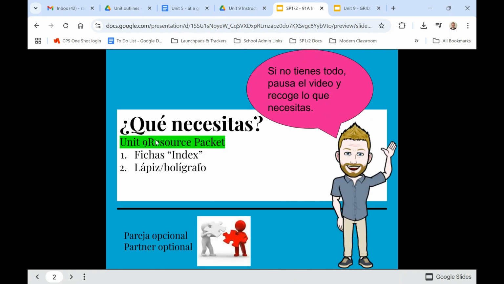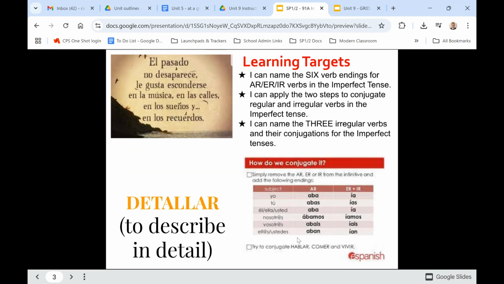¿Qué necesitas? Necesitas el paquete de la unidad 9, fichas y algo con que escribir, un lápiz o bolígrafo. Como siempre, si no tienes todo, pausa el video y recoge lo que necesitas. Es una actividad pareja opcional.